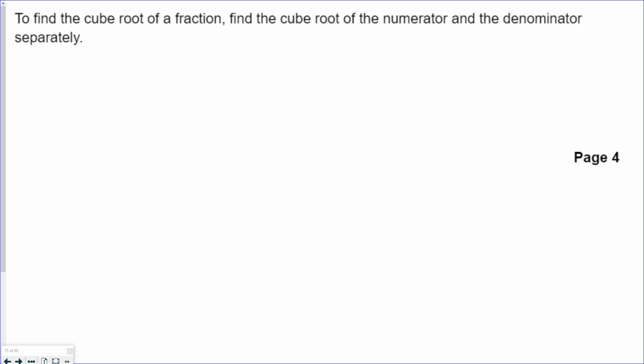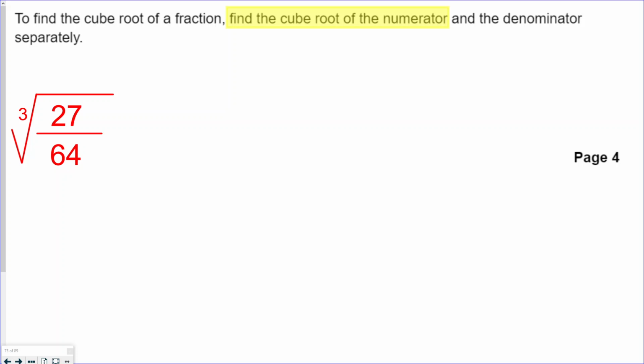How do we find the cube root of a fraction? Well, let's write down a problem that is actually the cube root of a fraction. So put a big cube root sign, and let's put 27 over 64. Now, how do we go about solving this?